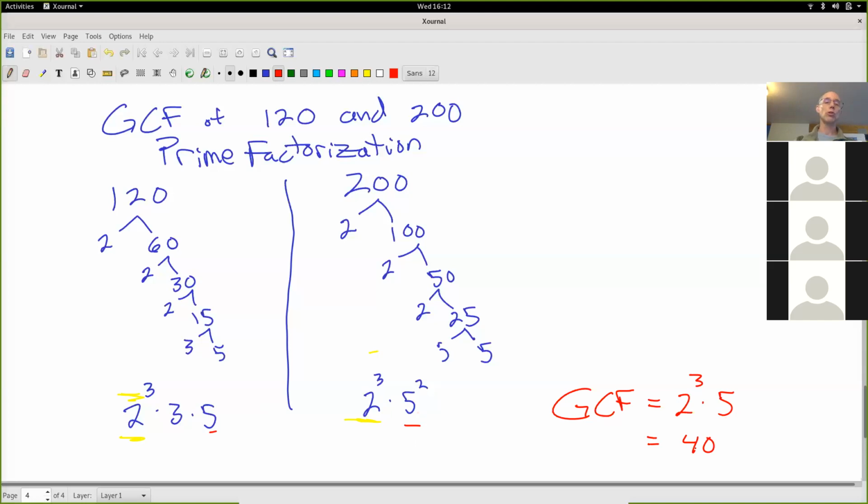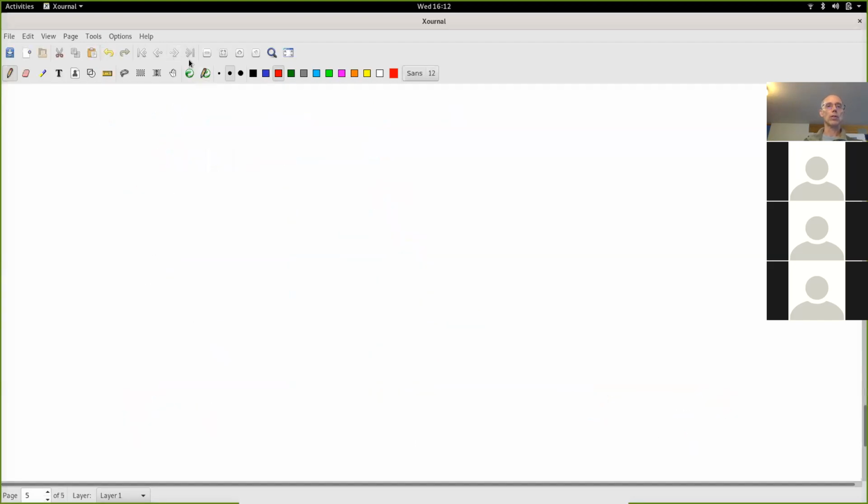To double check, we'll use the other technique where we list all of the factors and see what happens. So again, we're looking for the greatest common factor. And sometimes you'll see it abbreviated as parentheses, 120 comma 200. So that just says greatest common factor of 120 and 200. And this time we'll list all factors to find it.